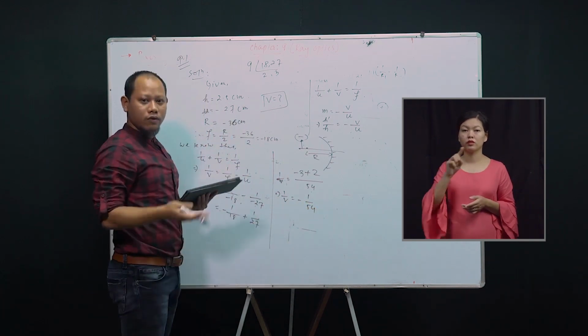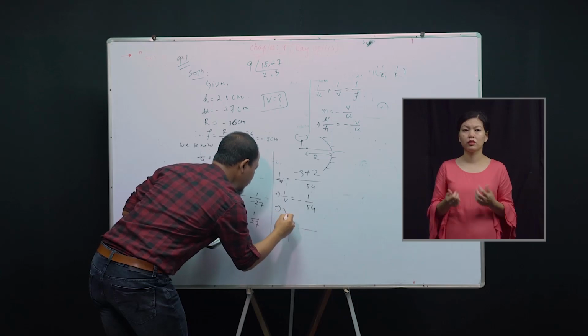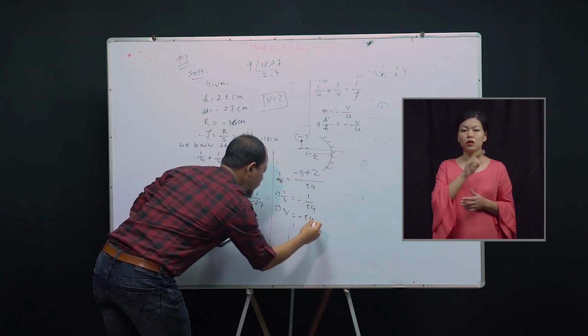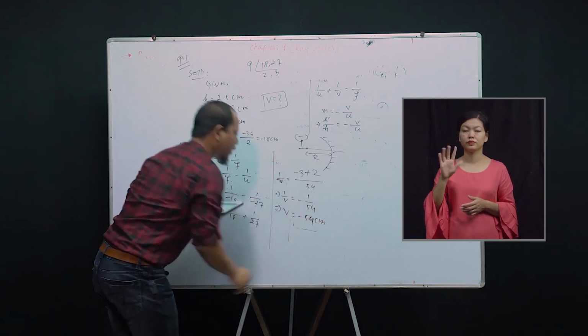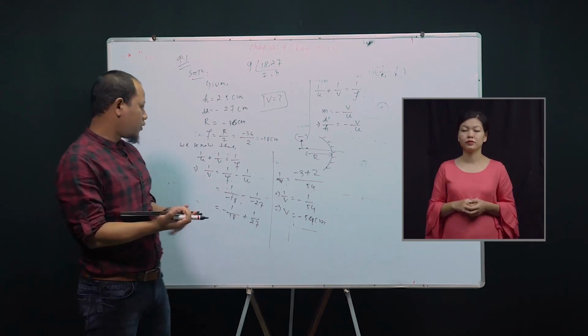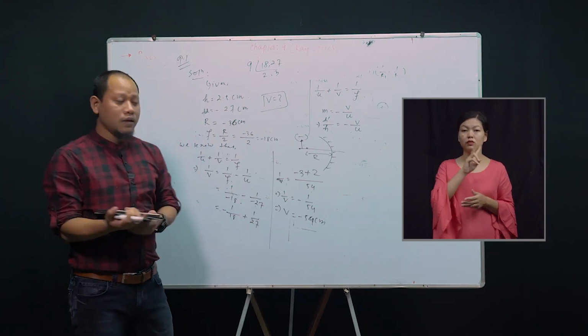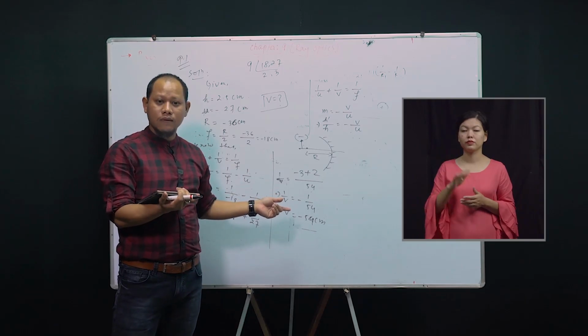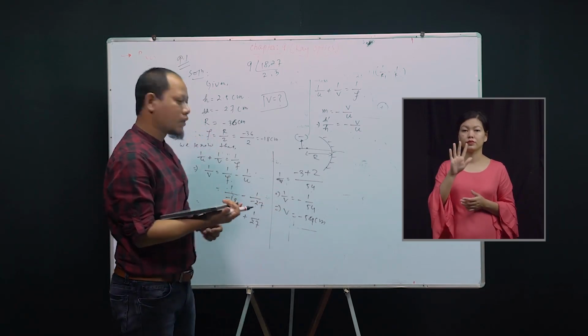But I need the value of v, so I'll invert the whole equation. So v equal to minus 54 centimeter. What is the image distance? Therefore you can write, we have to place the screen at a distance of 54 centimeter from the mirror.